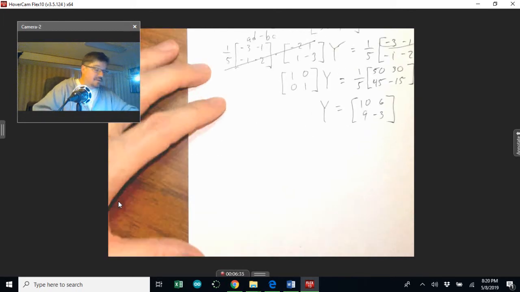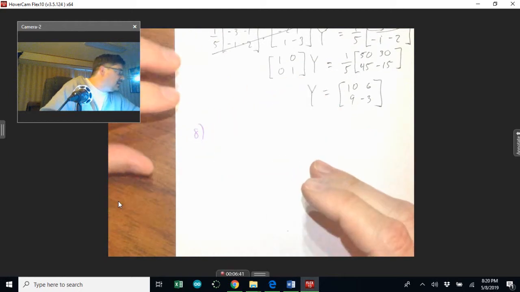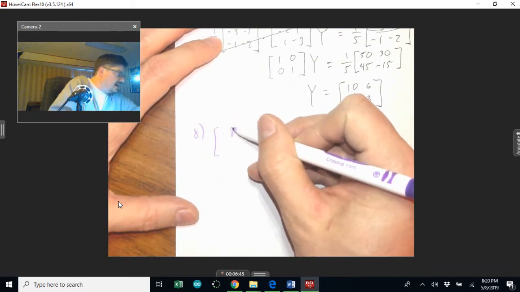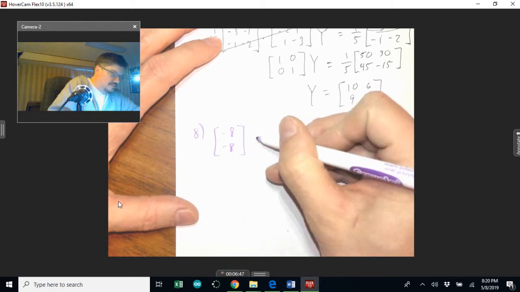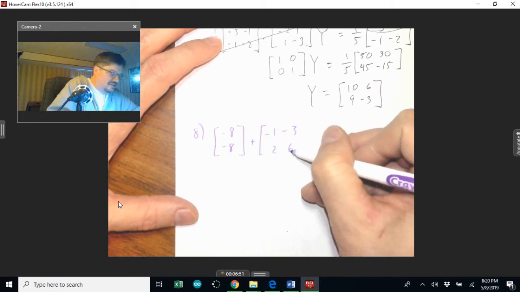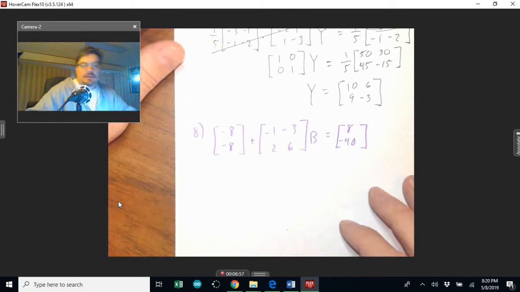So now I'm going to do number 8. Get a darker color here. Number 8 is going to be the matrix negative 8, negative 1, negative 3, 2, 6 times b equals 8, negative 40.